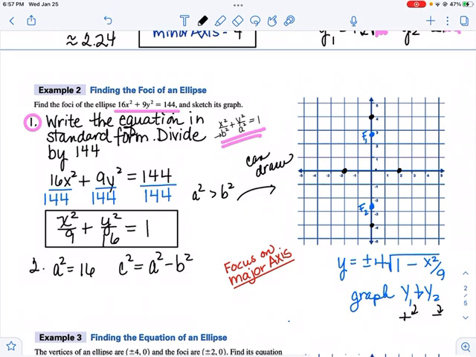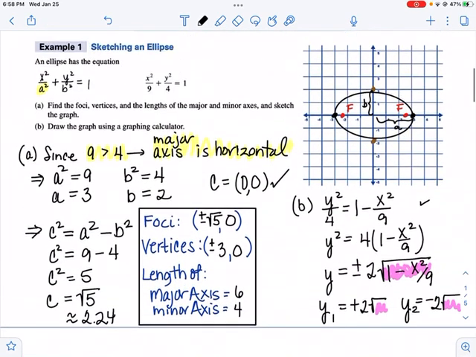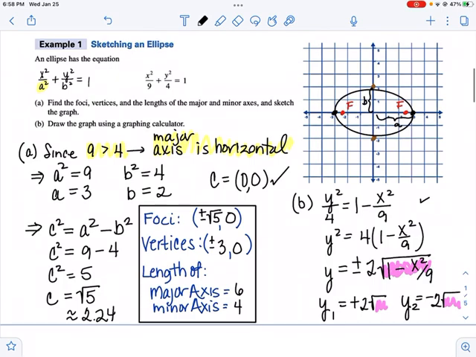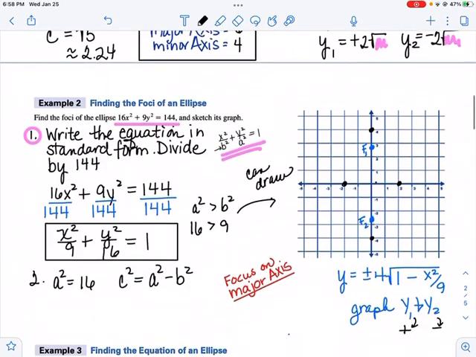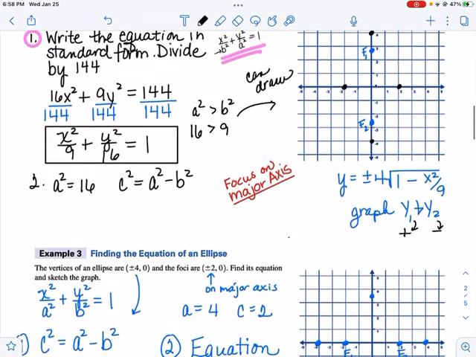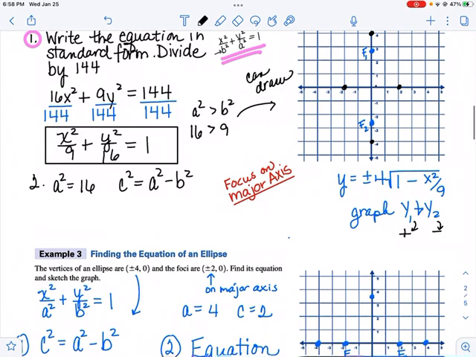That tells me right away that my major axis is a vertical axis because the bigger denominator is under the y squared. So 16 is greater than 9 in this case. Think of it like this: the y squared will tell you it's vertical, like the y-axis, because the 16 is bigger. Like the previous example with the x squared, where 9 was bigger than 4, so the major axis was horizontal like the x-axis.